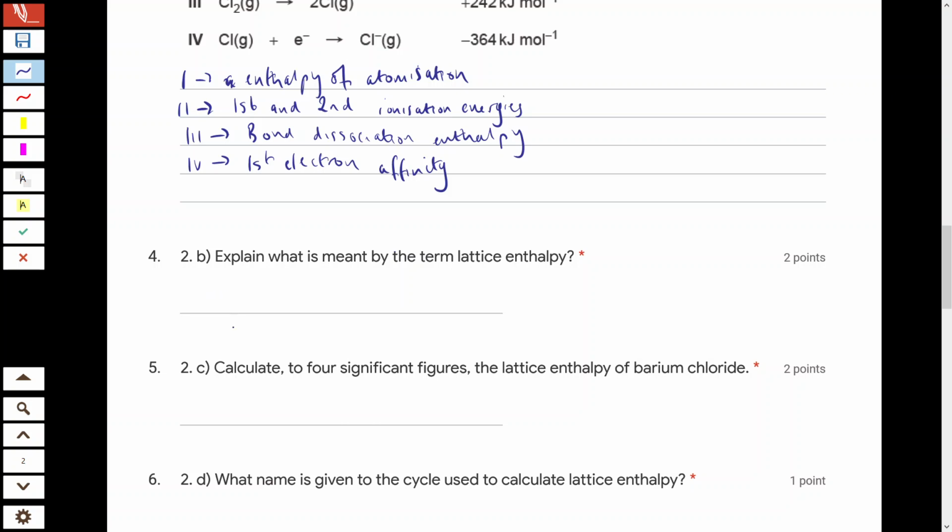The proper definition of lattice enthalpy is the enthalpy change when 1 mole of an ionic compound, or an ionic lattice, is converted to gaseous ions.